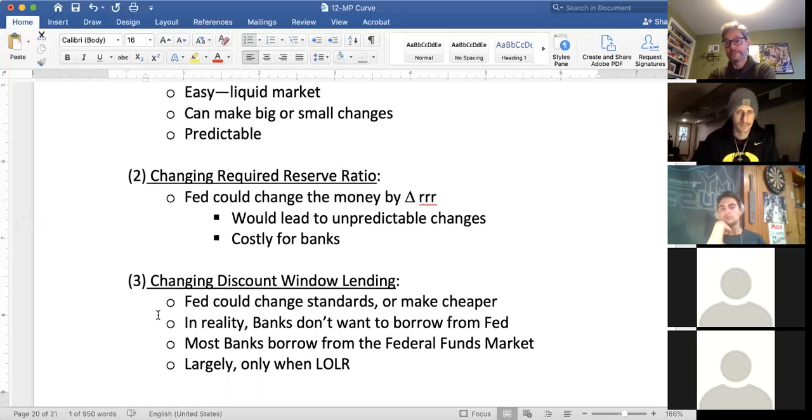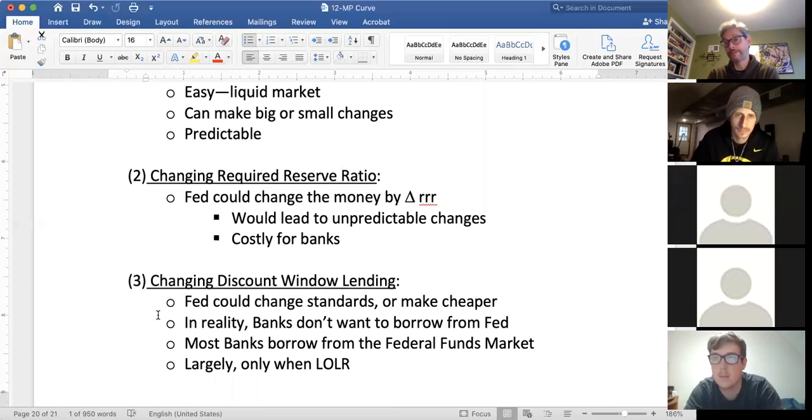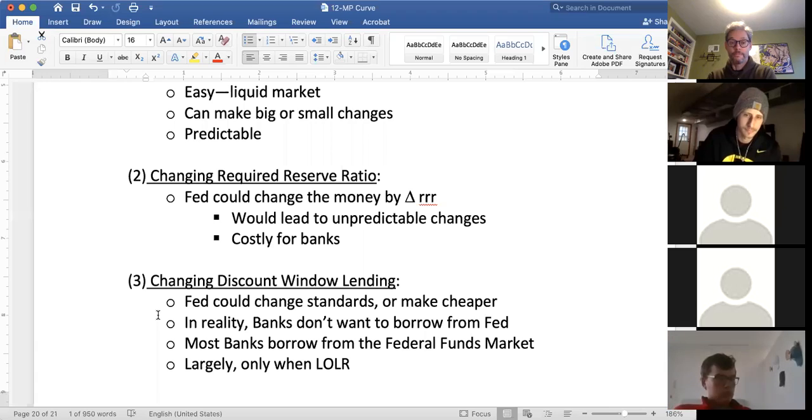The Fed could also, instead of buying and selling T-bills, make loans to banks. They could create money and make loans. They could make it cheaper for banks to borrow, or they could just lower their standards and say, we're happy to lend to more banks. But in reality, the Fed doesn't like to use this either. The Fed wants to be the lender of last resort. That's what LOLR means, right? In other words, the Fed doesn't want to be a regular source of funds for banks. They want to only be there in the case of emergency, the lender of last resort.